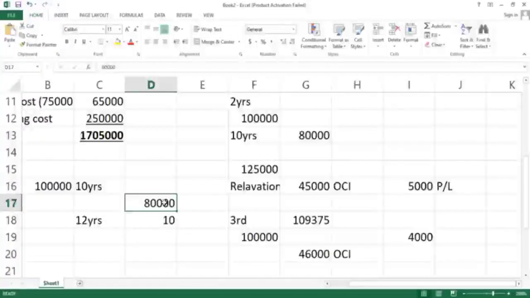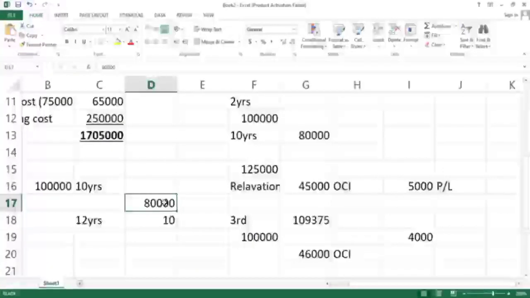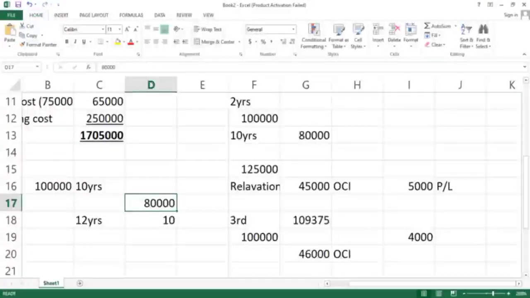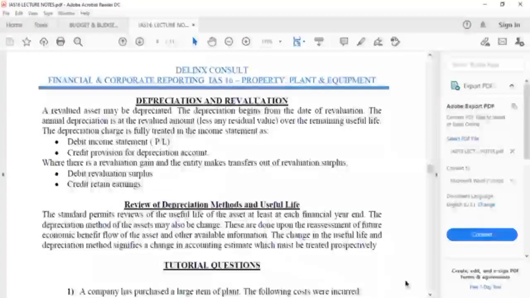You find the carrying value as at the date or in the year that you are revaluing the asset. Then you take the carrying value now and depreciate it over the remaining useful life of the asset. Are you okay? Yes. That is a review of the depreciation method and useful life of the assets.